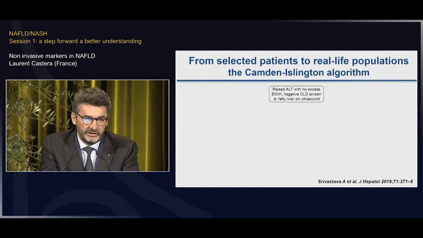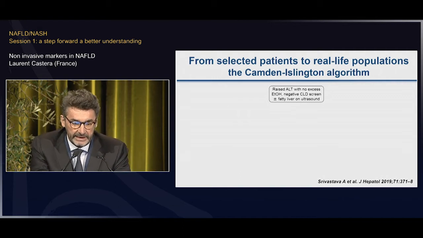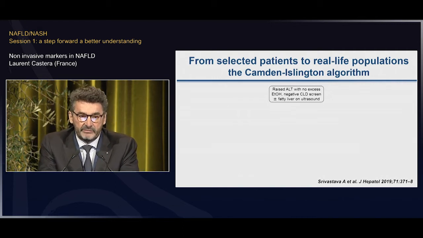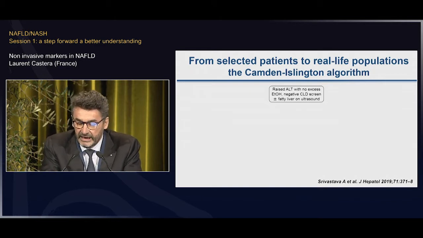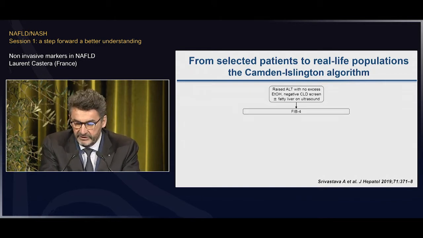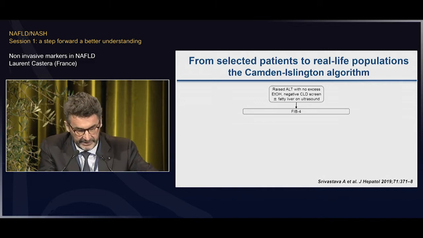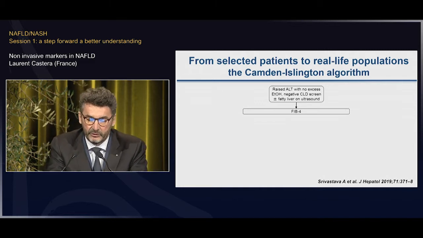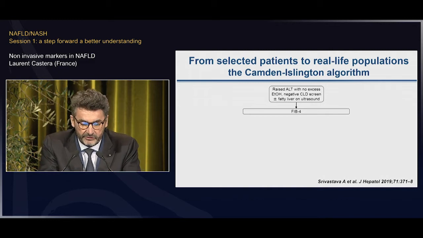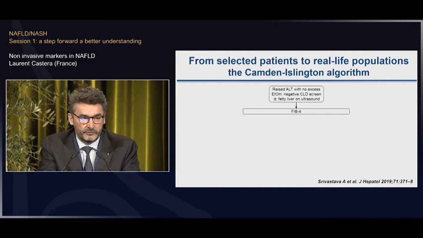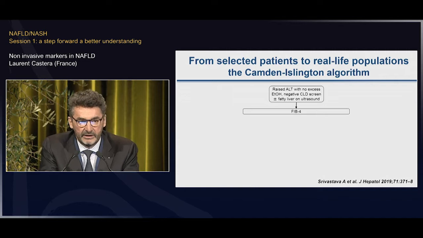So now we have a recent example from the UK, and we move from selected patients to a real-life population, and this is the so-called Camden-Islington algorithm. So let me just take a little bit of time to detail. You start with FIB-4 in the patient you suspect of NAFLD, and of course, you have to rule out viral hepatitis, HBV, HCV, and alcohol.